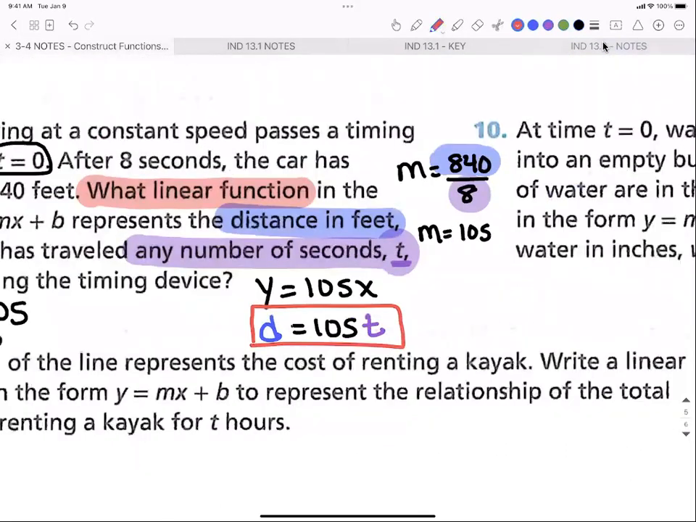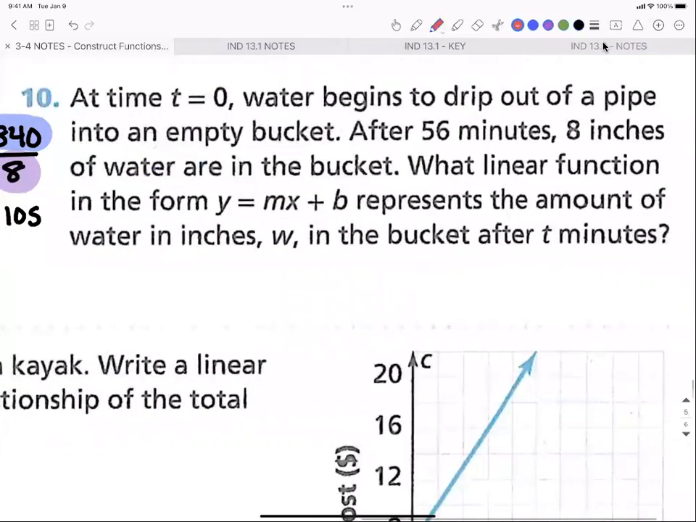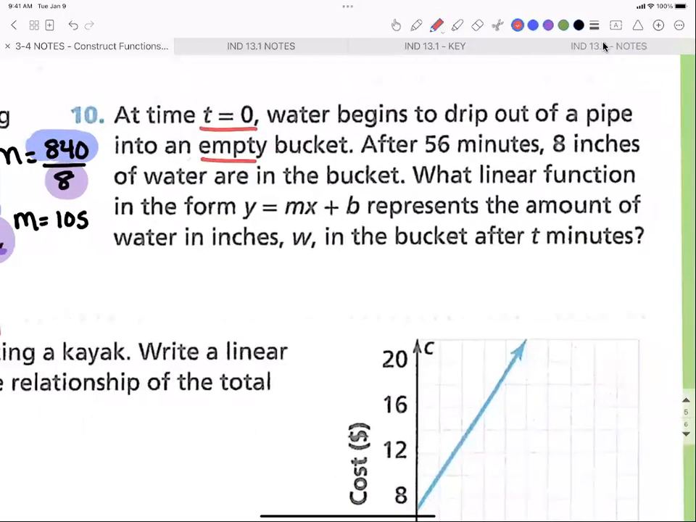Okay, all right. Now let's look at number 10. It says at time equals 0, water begins to drip out of a pipe into an empty bucket. Okay, at t equals 0, the bucket is empty. After 56 minutes, 8 inches of water are in the bucket. What linear function, so that's what they're asking us to do here, right?